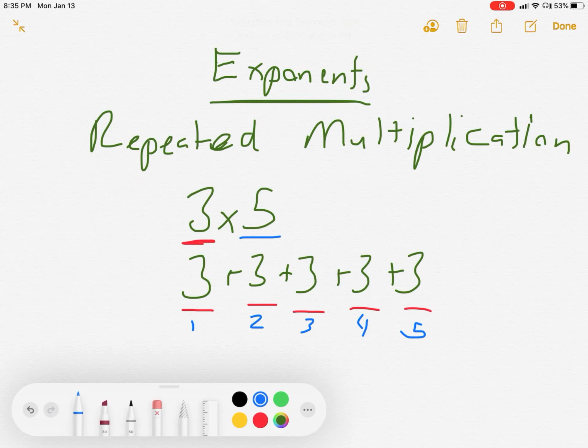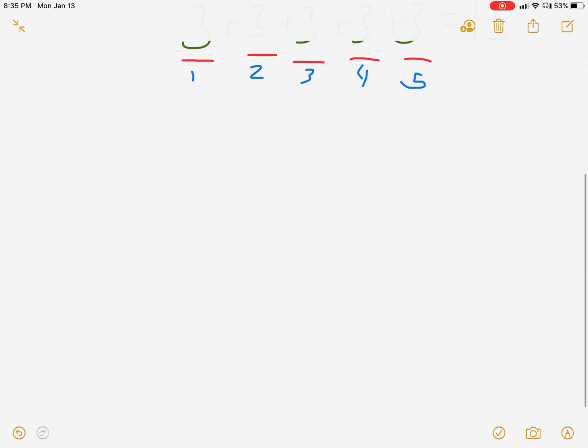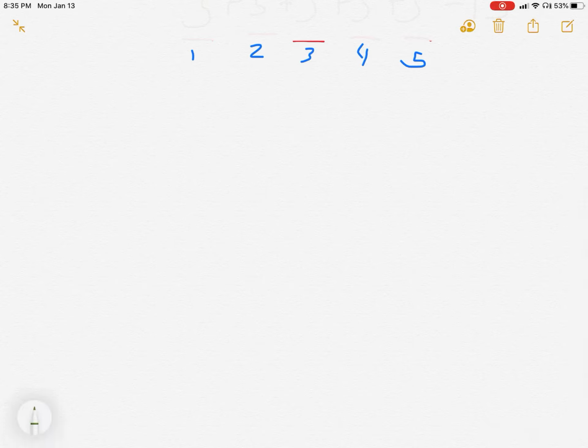Both of these equations, 3 times 5 and 3 plus 3 plus 3 plus 3 plus 3, equal the same thing. 3 times 5, as I'm sure you guys have memorized, is 15. 3 plus 3 is 6, plus 3 is 9, 12, and then 15 also. So both of them end up being 15 because they are equivalent to each other. They're the same. So with exponents, they're very similar.